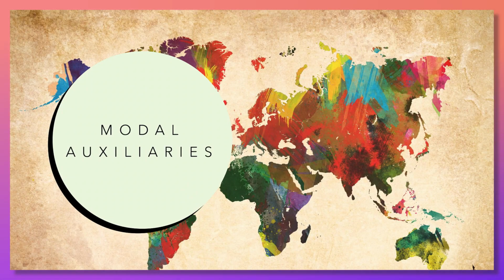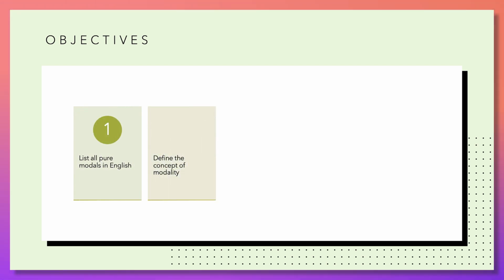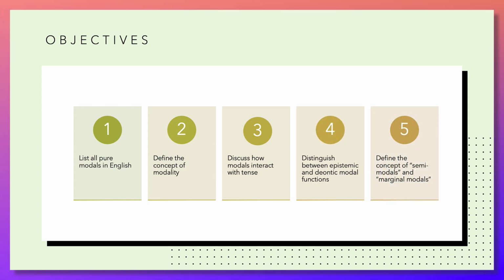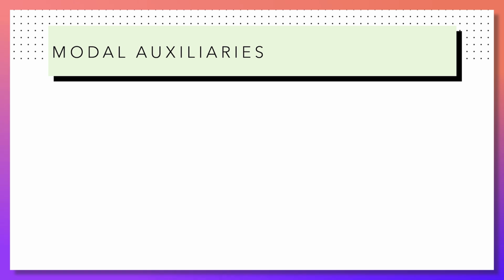In this 4-part lecture, we will discuss the concept of modality and review the functions of English modal auxiliaries. Our objectives are to list all pure modals in English and define the concept of modality, to discuss how modality interacts with tense, to learn to distinguish between epistemic and deontic functions of modals, and discuss semimodals and marginal modals in English. We'll start with a complete list of modal auxiliaries in English.